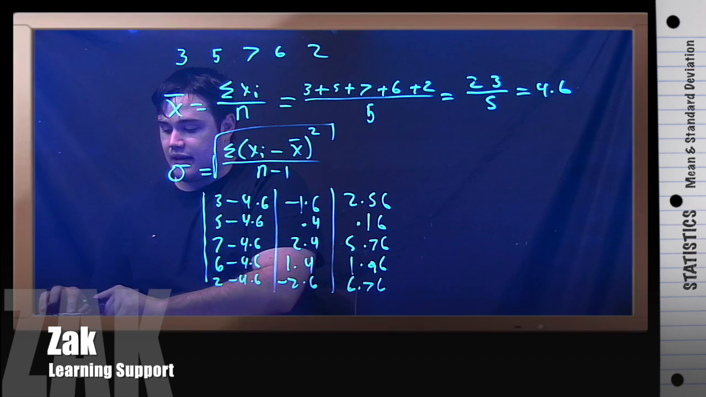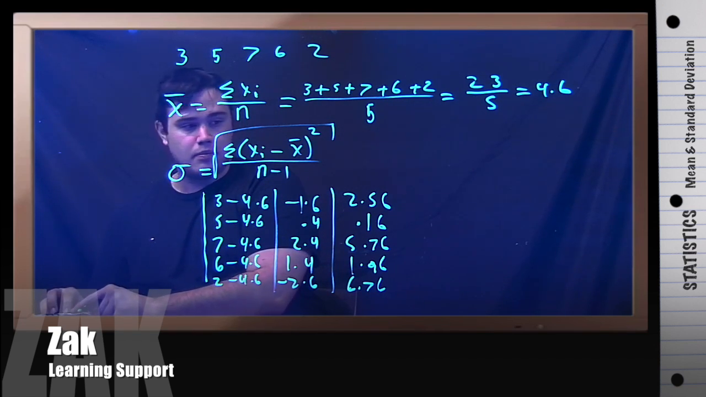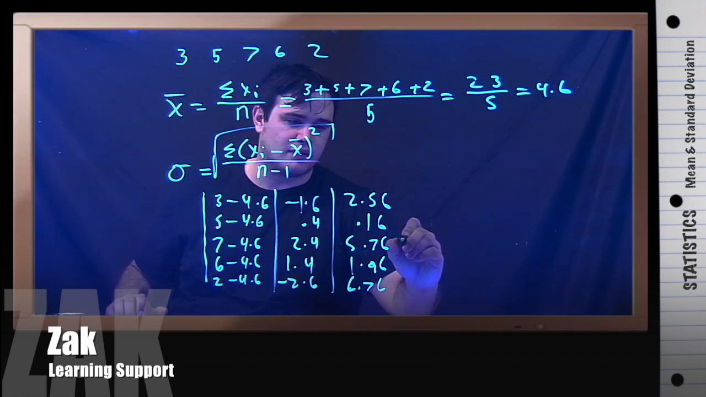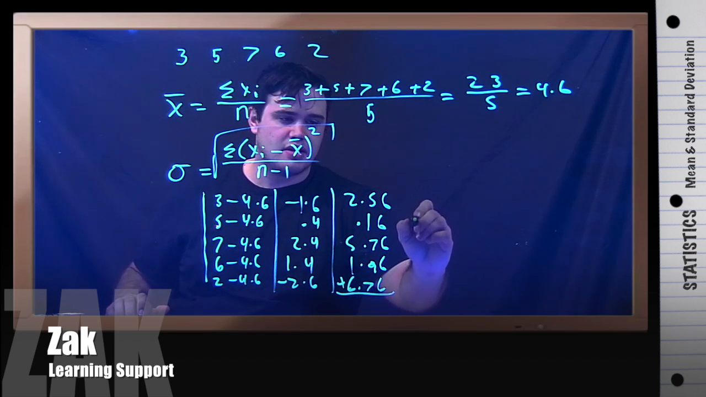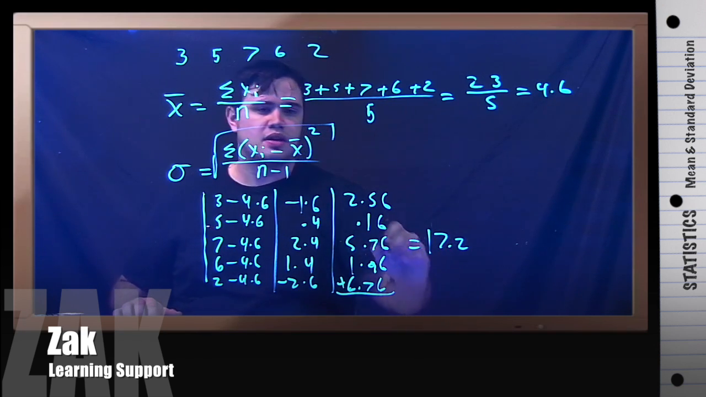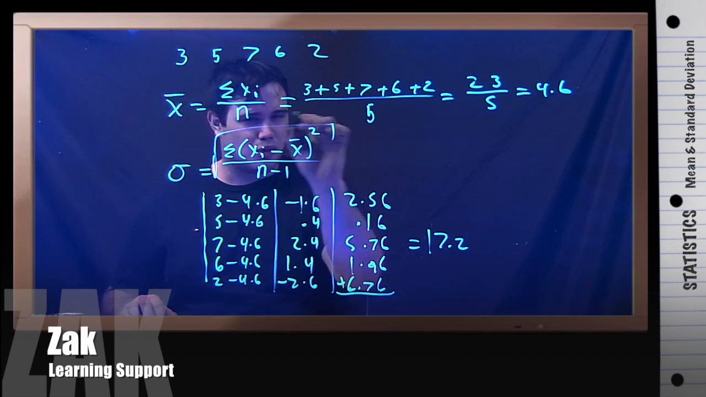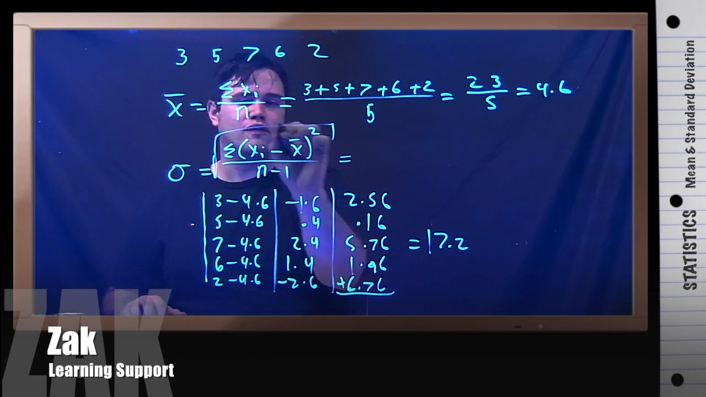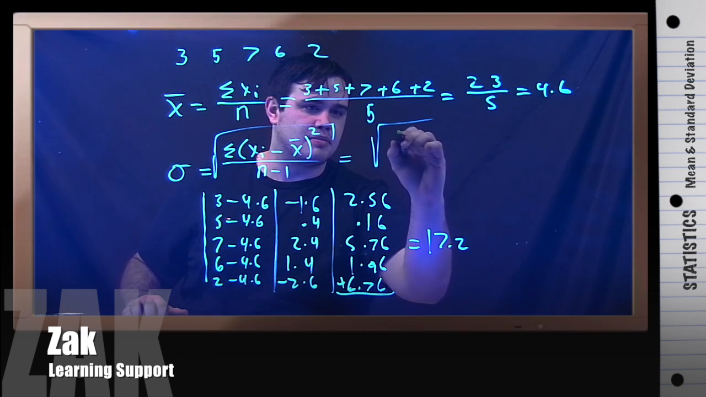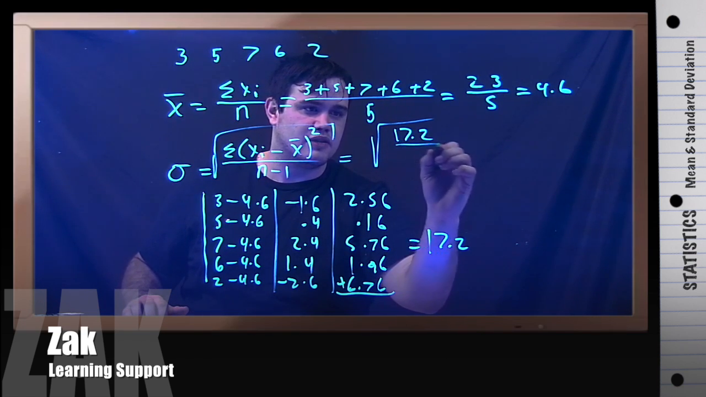So what happens is we have 2.56 plus 2.56 plus 5.76 plus 1.96 plus 6.76, and then we get 17.2. So the summation of all of these things, so we're adding them all together, is going to produce 17.2. So bringing that back to our original formula, we've just solved for what's right here in this numerator. So what happens is this formula becomes 17.2 divided by n minus 1.